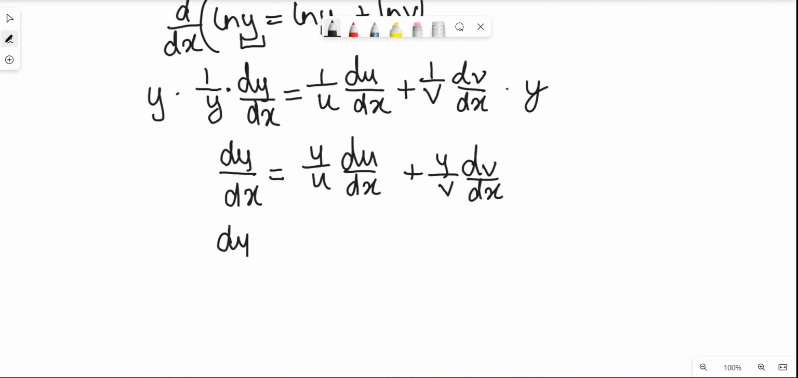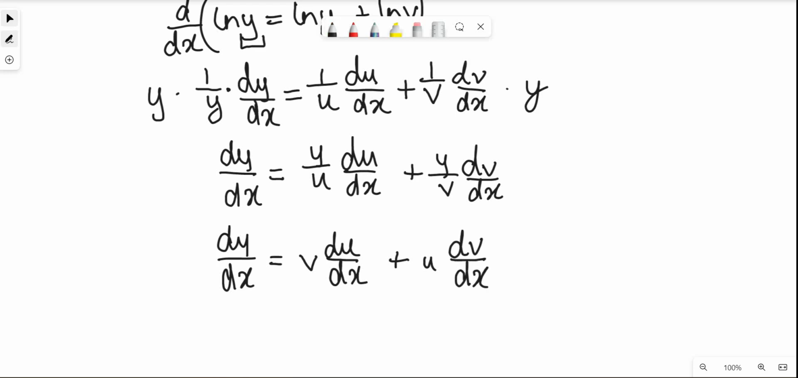So we get dy by dx, and we substitute y as uv over u, and we can see already that this cancels out. So I'm just going to rewrite it as v, so v du by dx plus this y is uv over v, and these two cancel out, so I'm going to rewrite that as u dv by dx. And you can see that this is exactly the product rule.